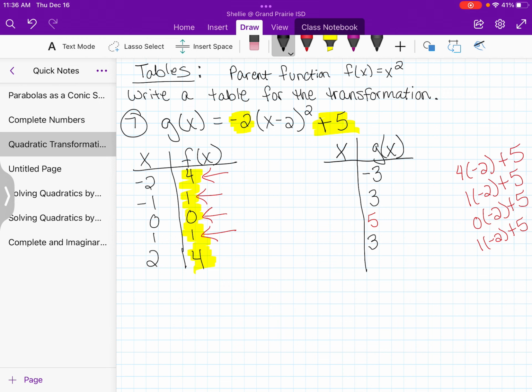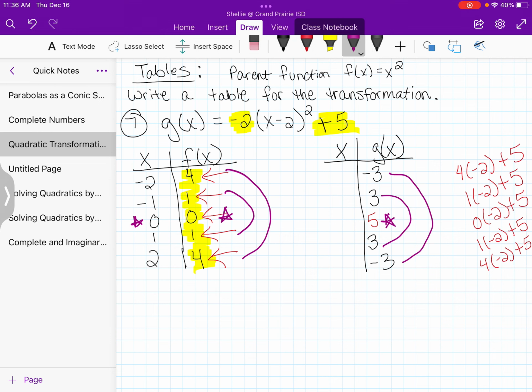And then I have one more time, 4. So I have 4 times -2 plus 5. And that again will give me -3. And you can see that lovely symmetry that happened in the parent function is happening here. So notice this is my vertex for the parent function, and you can see that there's symmetry in the table here. This is where my vertex should be for the new function, and I should have that same symmetry in the table that I had in the parent function.